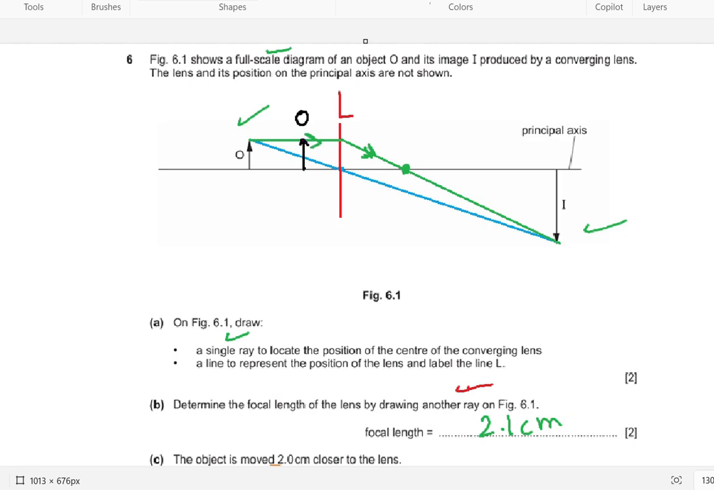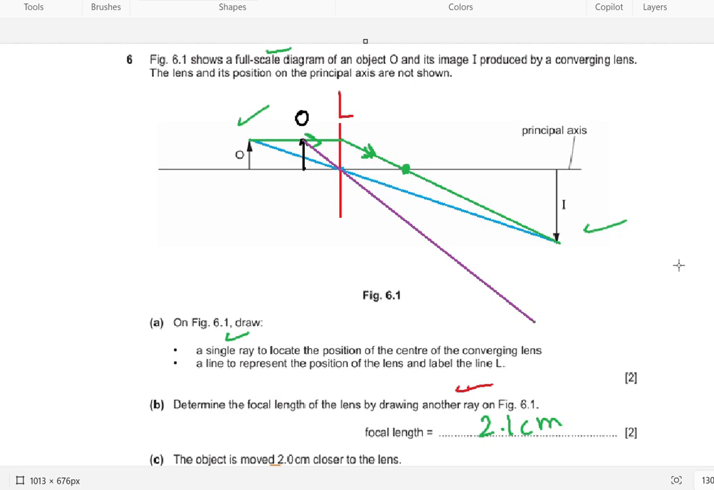From the top of the object and through the center of the lens. Remember, the position of the lens didn't change. I make it as tall as possible. This is one ray.